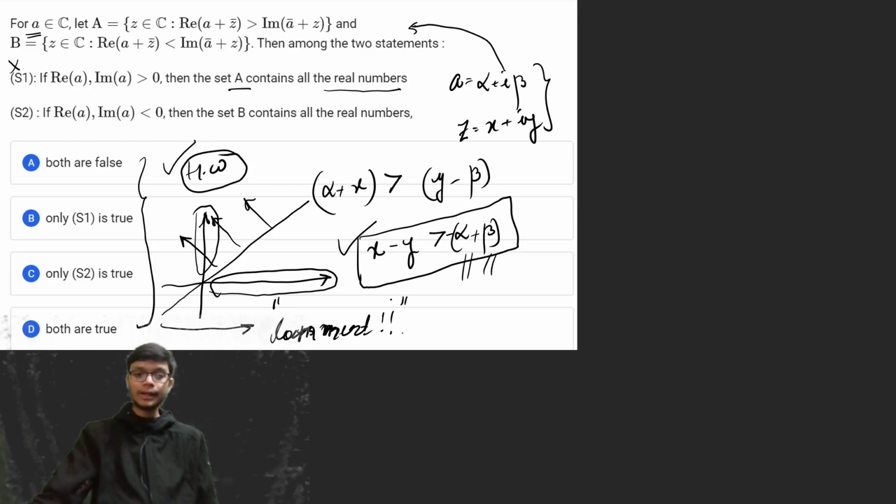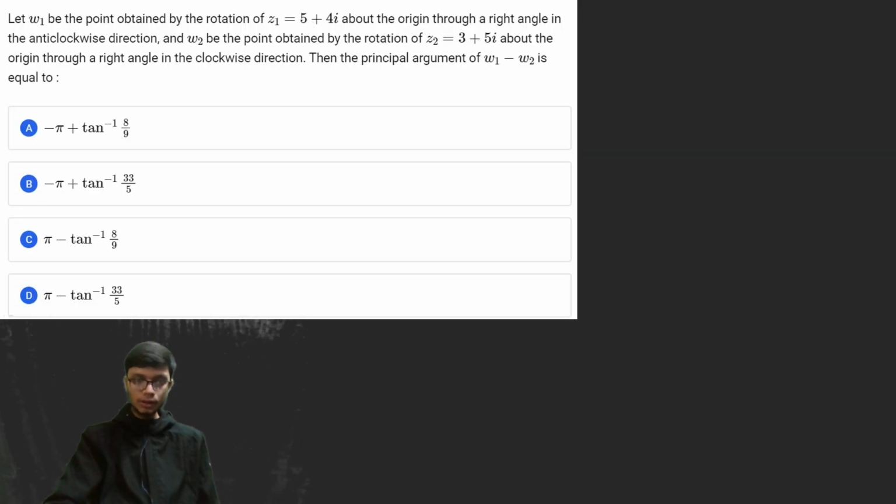All right, so with this, let us move to the fifth problem. The fifth problem is again an interesting problem which has a geometrical implication, that is the rotation of a complex number. So let us try to solve this particular problem.